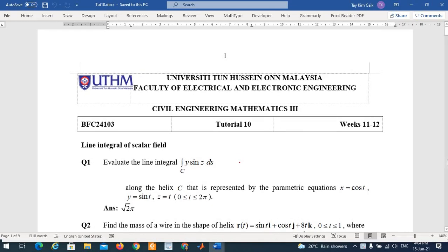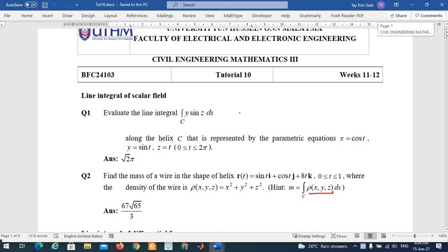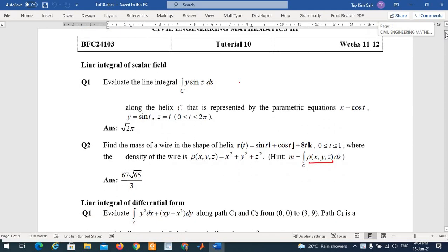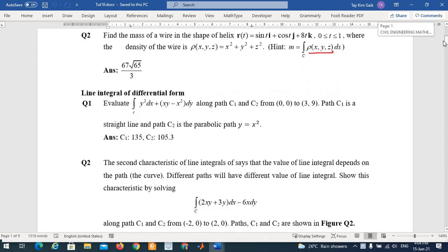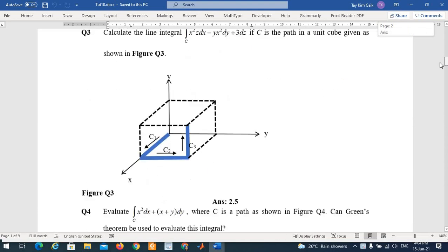Okay, so good afternoon. We are going to continue tutorial 10. This week is week 12, for the line integral. Last week we covered the line integral of scalar field, differential forms, and vector field.